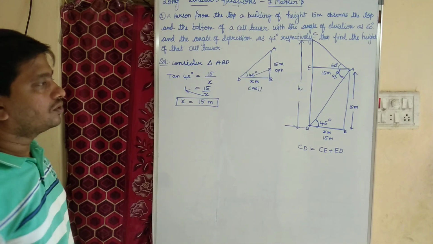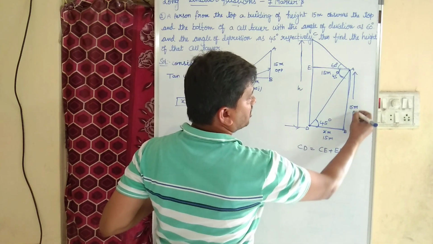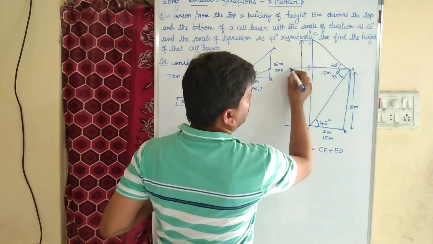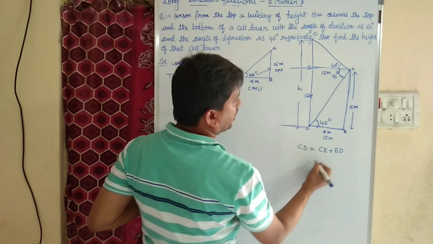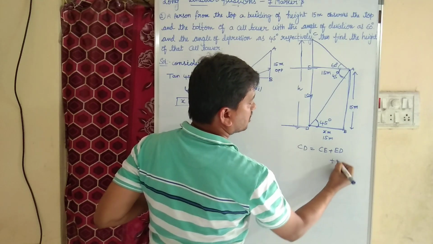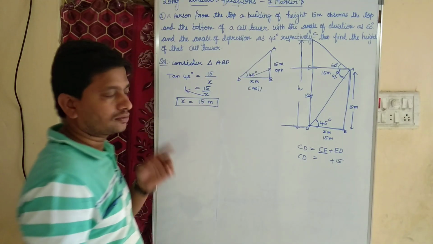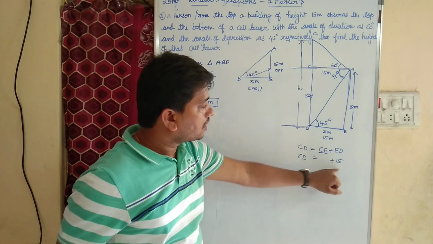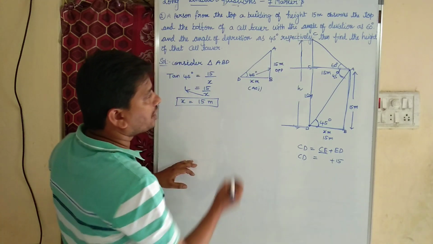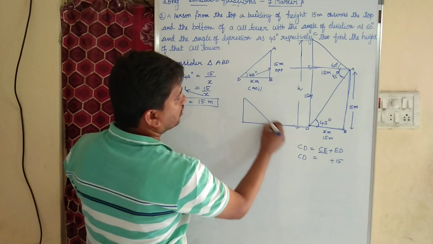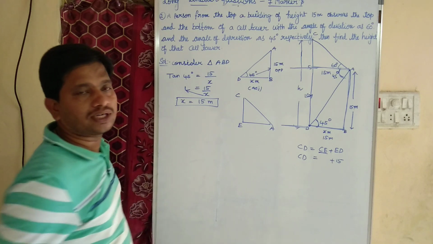Okay, now what will we do? AB, the height of the tower, is 15 meters, and this is also 15 meters. We know that ED is 15 meters, but we don't know CE. Children, ED is 15 meters, but we don't know CE. I need to consider which triangle then? I have to consider the triangle ACE.